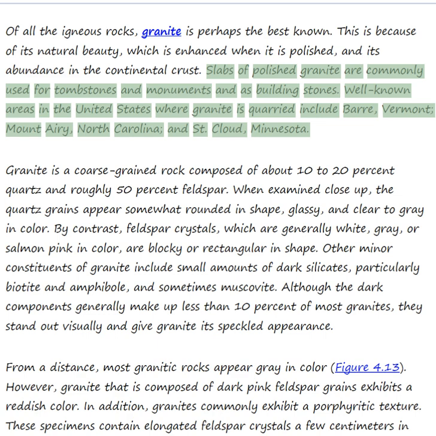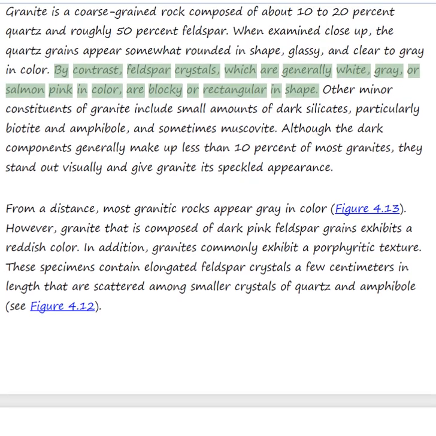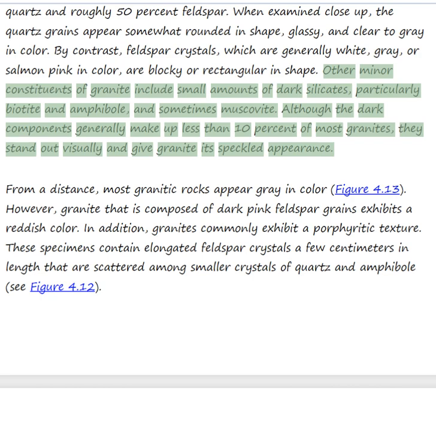Cloud, Minnesota. Granite is a coarse-grained rock composed of about 10 to 20% quartz and roughly 50% feldspar. When examined close up, the quartz grains appear somewhat rounded in shape, glassy, and clear to gray in color. By contrast, feldspar crystals, which are generally white, gray, or salmon pink in color, are blocky or rectangular in shape. Other minor constituents of granite include small amounts of dark silicates, particularly biotite and amphibole, and sometimes muscovite.